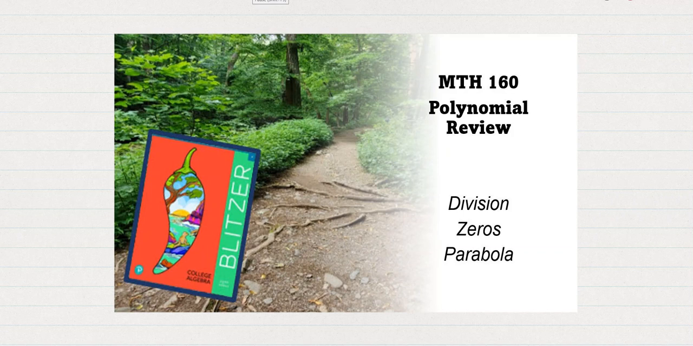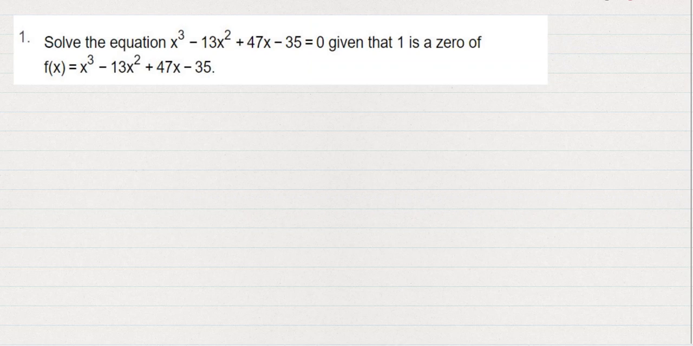In this video, I would like to walk you through a review of polynomials. We'll look at long division, synthetic division, finding zeros, and graphing parabolas, as well as looking at the equation of a parabola and pulling out some information about that parabola. Here's an example. Solve this equation given that 1 is one of the zeros.